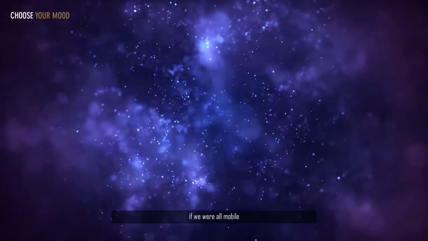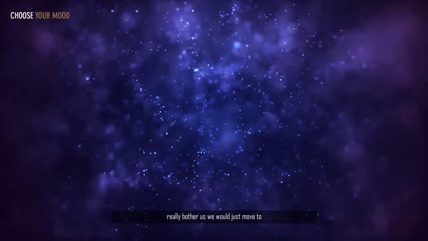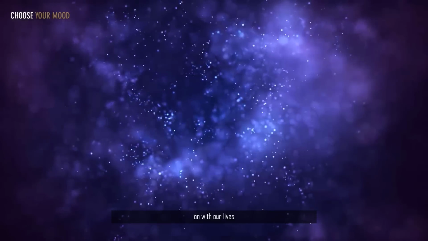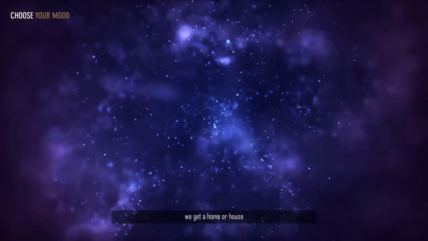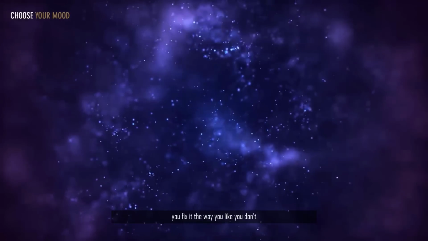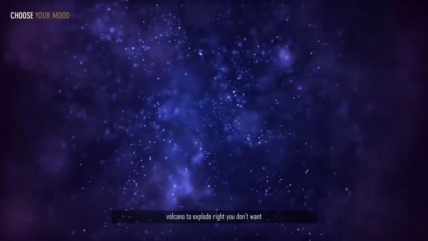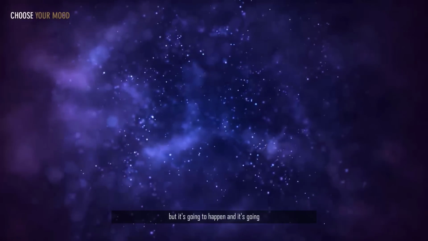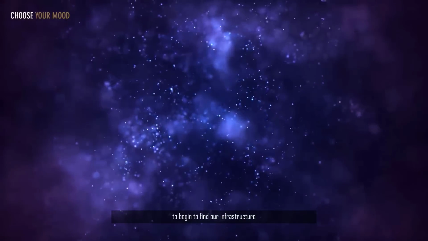If we were all mobile, none of what's about to happen would really bother us. We would just move to other portions of the earth and continue on with our lives. But that's not our nature. We get a home or a house, you fix it the way you like. You don't want an earthquake. You don't want a volcano to explode, right? You don't want that stuff. But it's going to happen, and it's going to begin to fight our infrastructure, right?